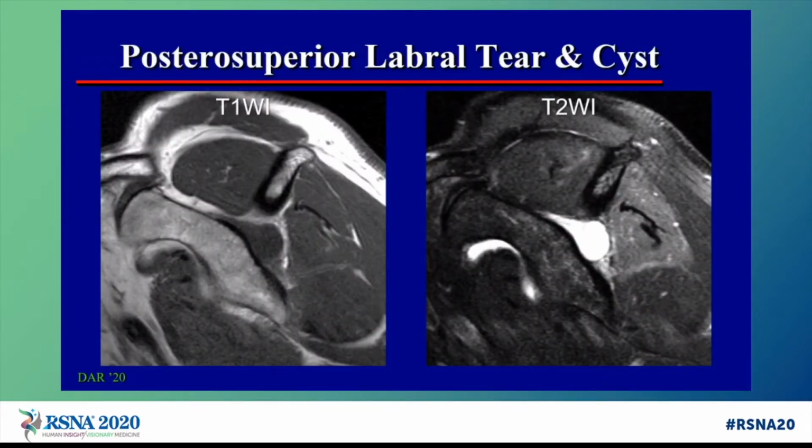The problem with these cysts is that they can grow and go into different locations. This one has traveled into the spinoglenoid notch, where it's pressing on this structure, the suprascapular nerve, and producing subacute denervation of the infraspinatus muscle, which is increased in signal intensity compared to the supraspinatus and teres minor muscles.